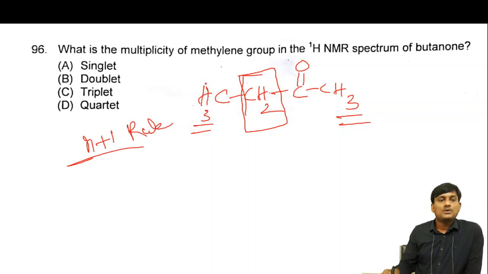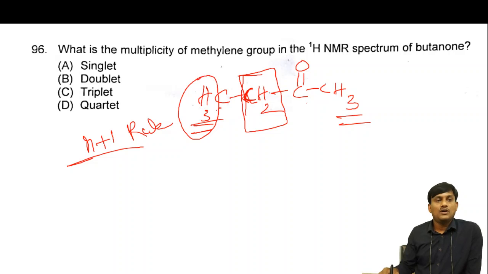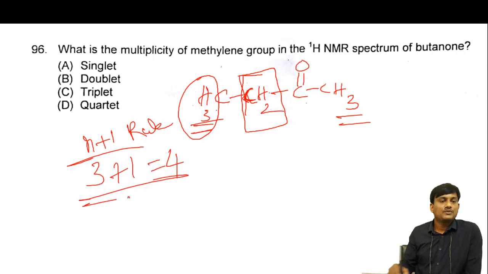Okay, here how many protons are there? The CH2 group is attached with CH3 and C double bond O. This CH3 has 3 protons. So what is the multiplicity? The multiplicity will be equal to the number of protons on the adjacent carbon plus 1. So it will be 3 plus 1. So what is the multiplicity? It will be a quartet.